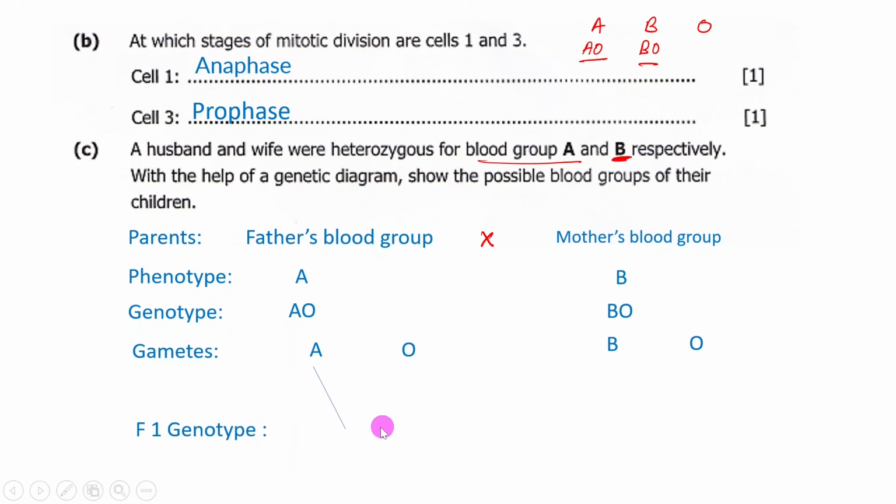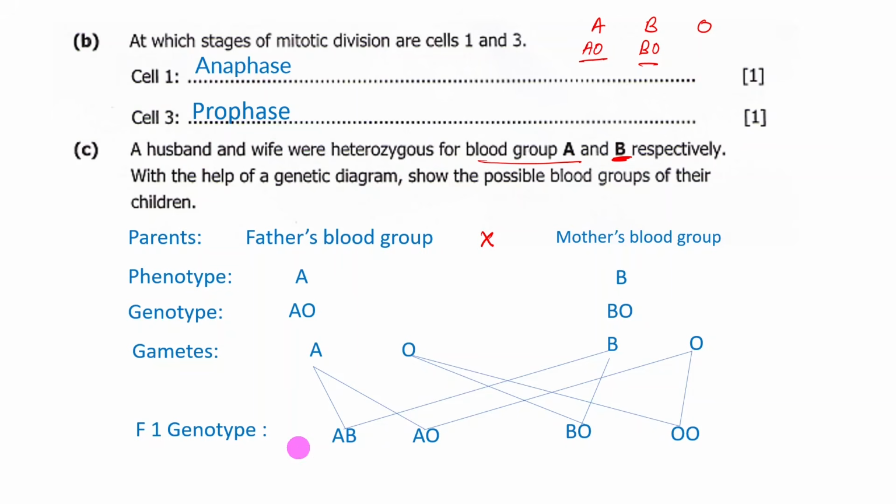So this can cross with that from the mother. Okay, so this may have two possibilities. Either this can cross with that and form the combination of AB, or this can also cross with that and form the combination of AO. Then this one can cross with that and form a combination of BO, or it can cross with that and form a combination of OO. So these are the possible genotypes of the first filial generation of their children. Okay, so this one will have this.